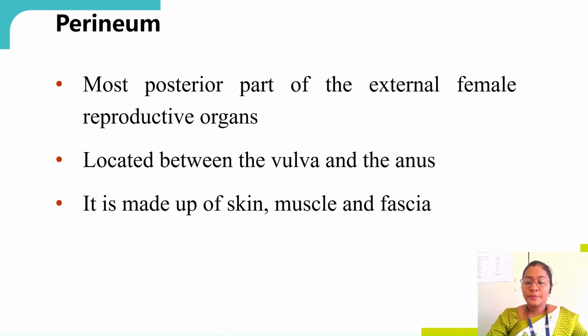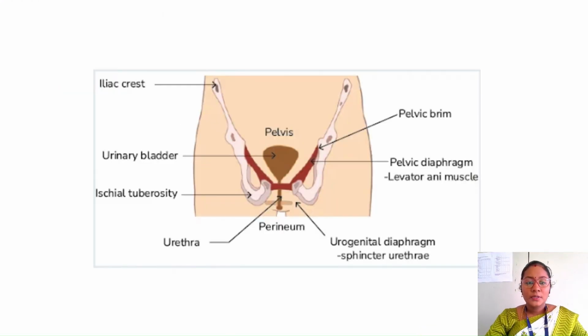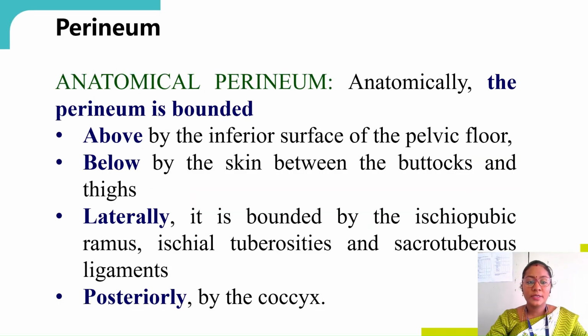Next we come to the perineum. The perineum also comes under the external genital organs. It is the most posterior part of the external female reproductive organ, located between the vulva and the anus. It is made up of skin, muscles and fascia. I already showed it in the part on the perineum. This is the perineal part. I will show it in the next image, so that will be clear.